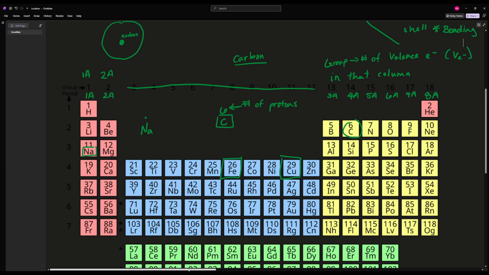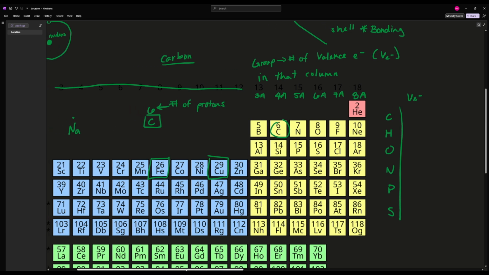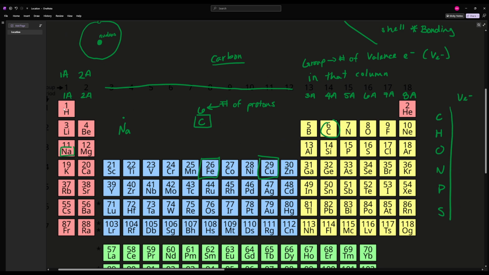Okay? For our purposes in this class, we want to pay attention to 6 primary elements. They are carbon, hydrogen, oxygen, nitrogen, phosphorus, and sulfur. For each of these, we want to determine the number of valence electrons. So what we do is we look to the periodic table and we start counting. We start at 1 for hydrogen. This is 1 electron as well. Here's 2 electrons for helium, 3 for lithium, 4 for beryllium, 5 for boron, and 6 for carbon.